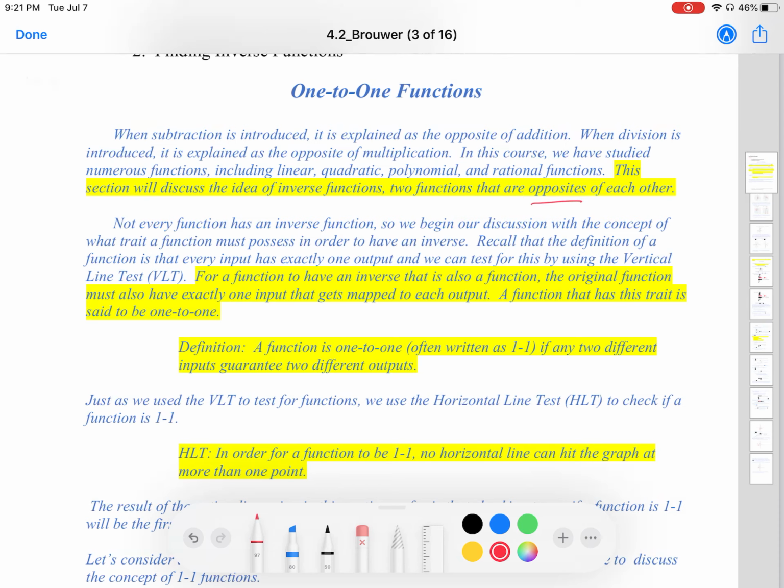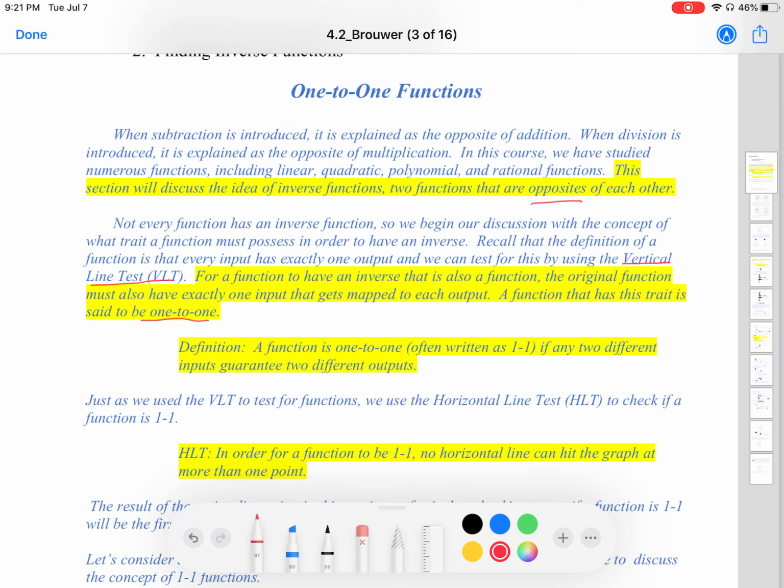Not every function has an inverse function, so we begin our discussion with the concept of what trait a function must possess in order to have an inverse. Recall that the definition of a function is that every input has exactly one output, and we can test this by using the vertical line test. For a function to have an inverse that is also a function, the original function must also have exactly one input get mapped to each output. A function that has this trait is said to be one-to-one.